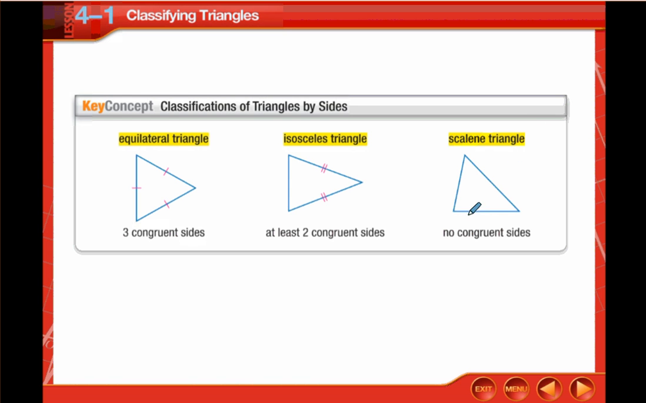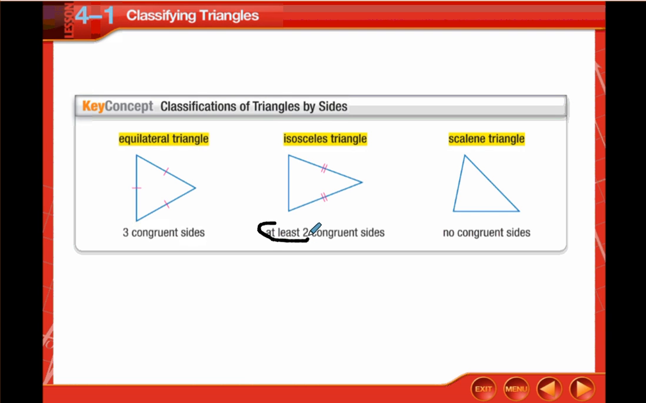A scalene triangle is a triangle where all three sides have different lengths and no sides are congruent to each other. Now, if we have two of the sides that are equal in length and then a third side that may or may not be equal in length, we refer to that as an isosceles triangle. So an isosceles triangle has at least two congruent sides. Now, notice the phrase at least two.